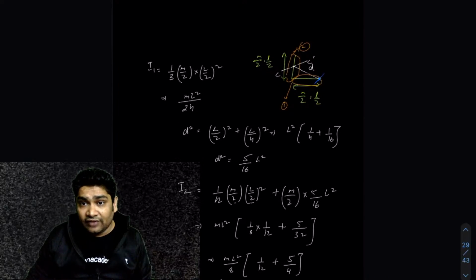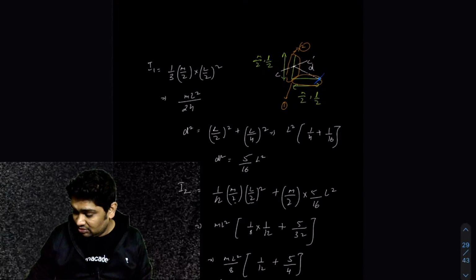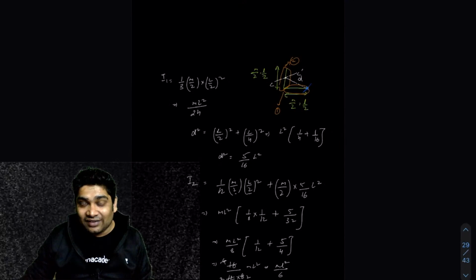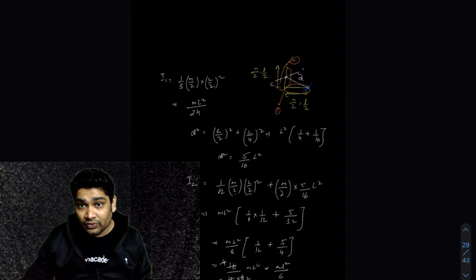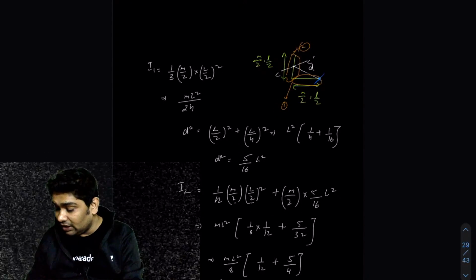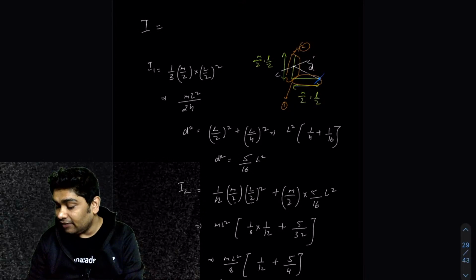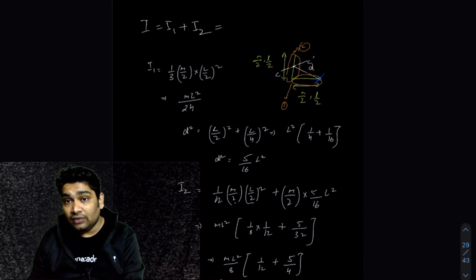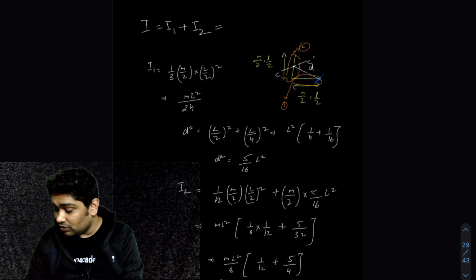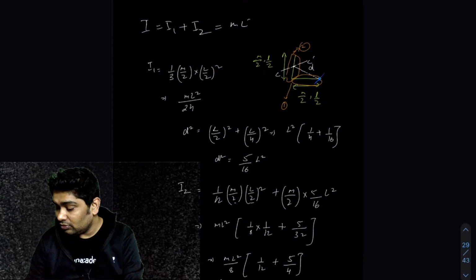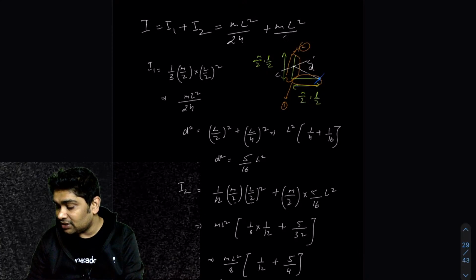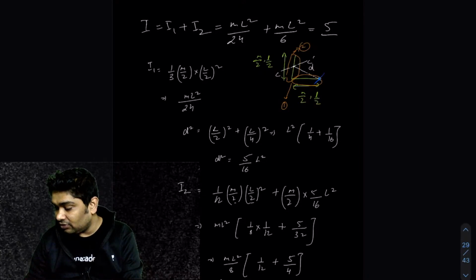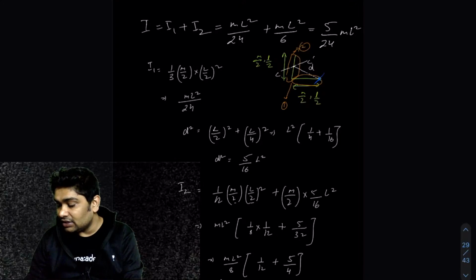So far we have this. So ml square by 6, that is I2. So net I, what will that be? Net I would be I1 plus I2, which is, first I had ml square by 24 plus ml square by 6. Take the LCM of 24, and this becomes 5 ml square by 24, so that is the answer.